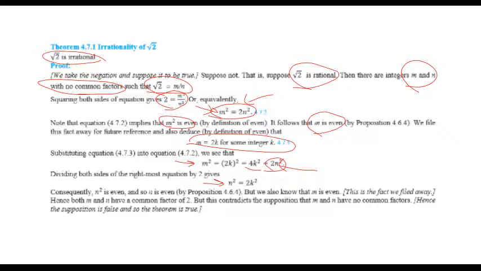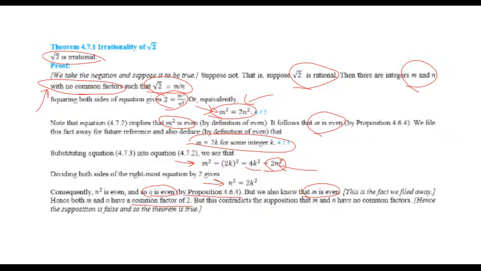So based on the definition of even numbers, n squared is also even, right? Because n squared is equal to 2 times some other integer, which is k squared. So since n squared is even, based on the proposition 4.6.4, we conclude that n is also even. So n is even and m is even, right? So m and n have a common factor of 2, which contradicts our first assumption that m and n have no common factors.